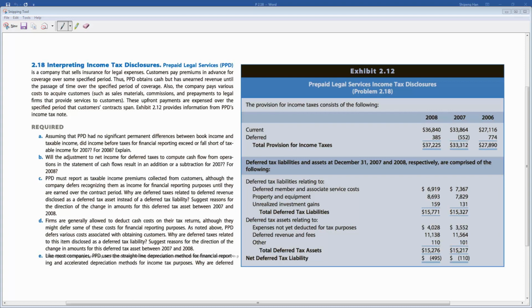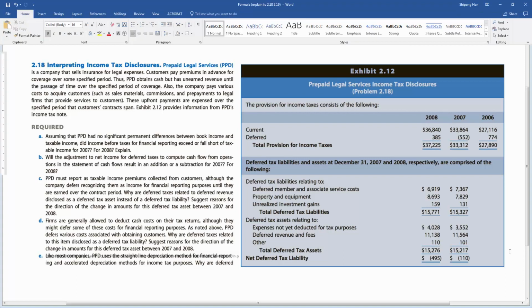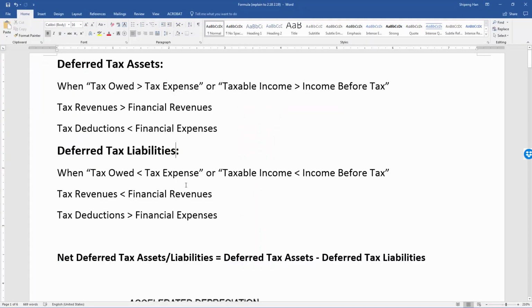Before we start, let's first review some formulas. As we know from the prior video, a deferred tax asset is generated when the tax owed is greater than tax expense. In other words, a deferred tax asset is created when the company pays more tax than it actually incurred in the financial reports. This condition is also equivalent to when taxable income is greater than income before tax.